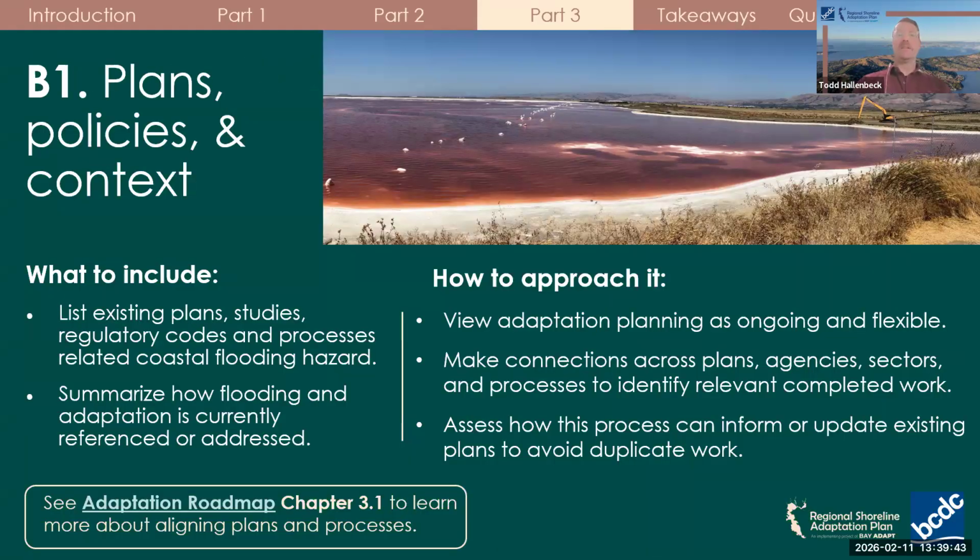So B1 focuses on documenting existing plans, policies, and context. You will start by identifying relevant plans, studies, codes, and processes that address coastal flooding hazards, including general plans, hazard mitigation, climate and resilience plans, and summarizing how flooding and adaptation are currently referenced or addressed, as adaptation is often woven into many different plans.